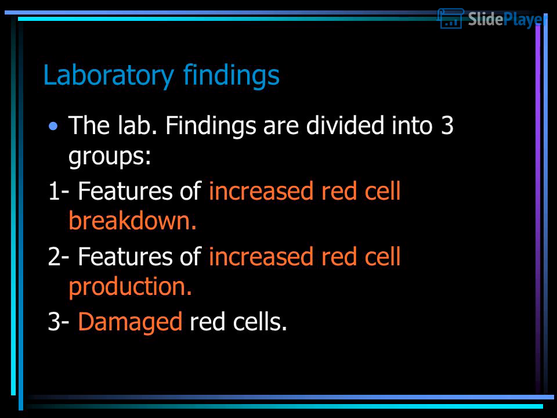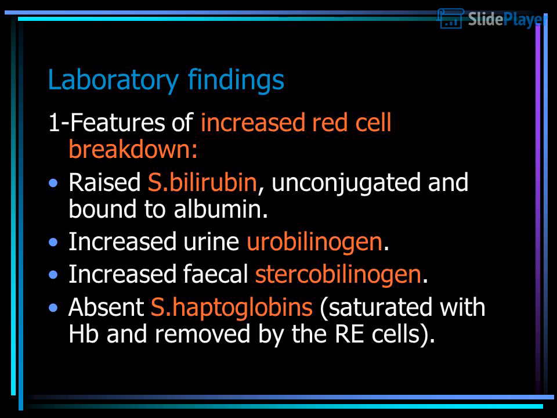Laboratory findings. The lab findings are divided into 3 groups. 1. Features of increased red cell breakdown. 2. Features of increased red cell production. 3. Damaged red cells. Laboratory findings: 1. Features of increased red cell breakdown. Raised serum bilirubin, unconjugated and bound to albumin. Increased urine urobilinogen. Increased fecal stercobilinogen. Absent serum haptoglobins, saturated with Hb and removed by the RE cells.